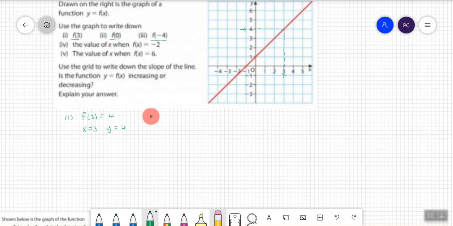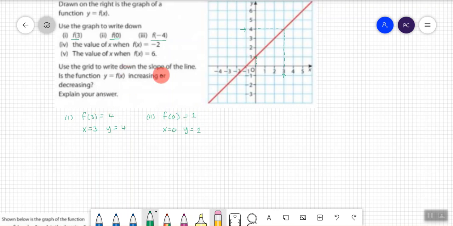So the second one then, question 2. It asks us what's f(0)? Or another way of saying is when x is equal to 0, what's y equal to? So again, here we go to our x value, which is 0, and we draw our line up, and we can see here it cuts this graph at 1. So when x is equal to 0, y is equal to 1. So f(0) is equal to 1.